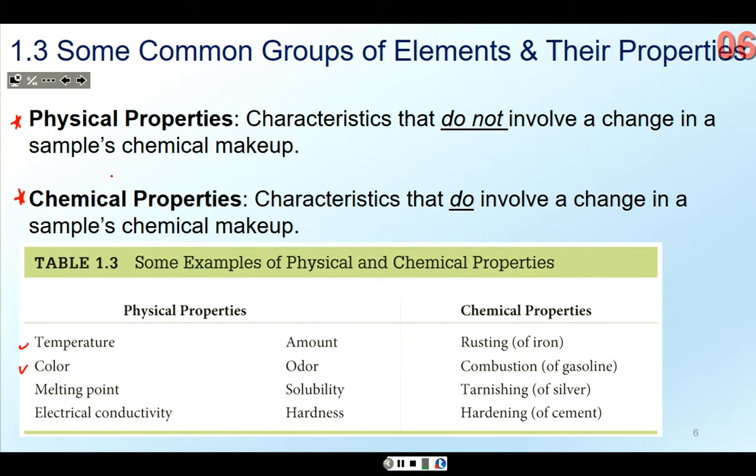Perhaps the melting point is a physical thing. The amount, the odor, the solubility, it's still the same substance regardless of which of these things you're looking at and describing. Electrical conductivity and hardness also fit there. They're physical properties. Nothing is changing in a chemical formula when we're looking at these kinds of properties.